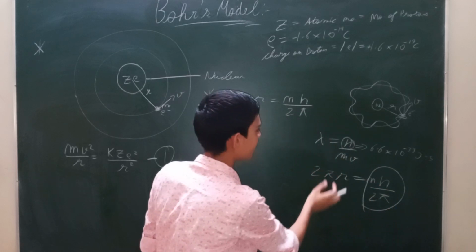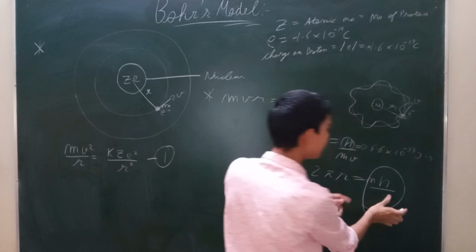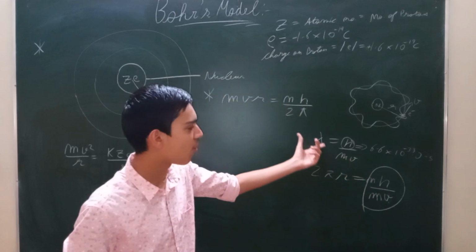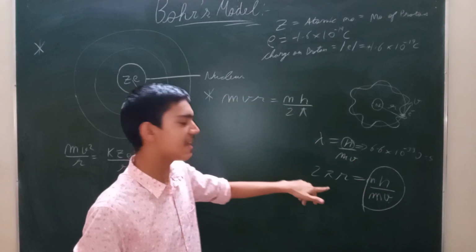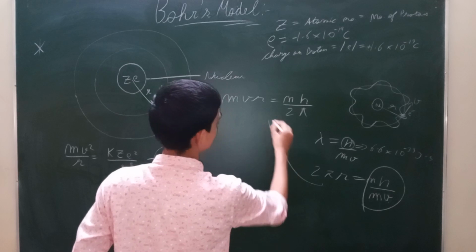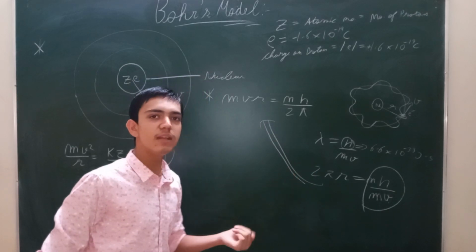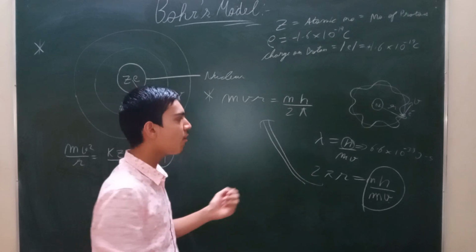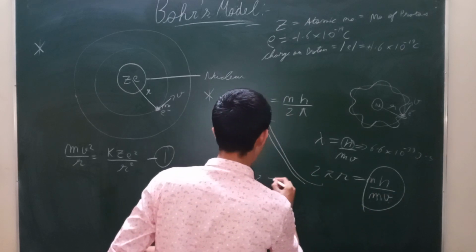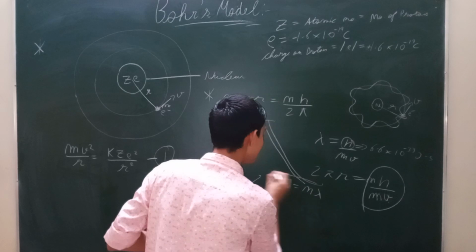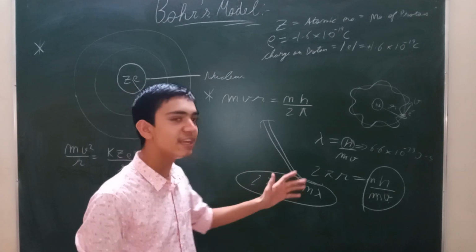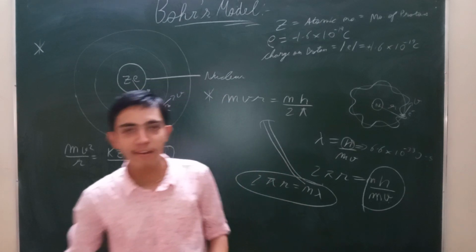If I take lambda as h upon mv, from de Broglie's equation, then if you take mv here and 2 pi here, we get this equation. So what we learn here, let's consider it lambda: 2 pi r equals n lambda, which means the wave can never be destructive. It will always be constructive. No one will disturb it.